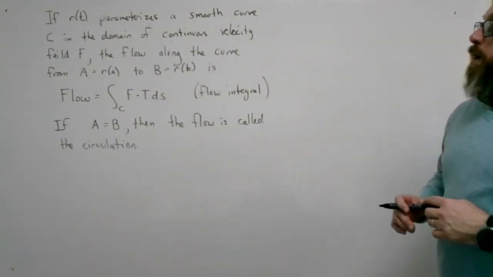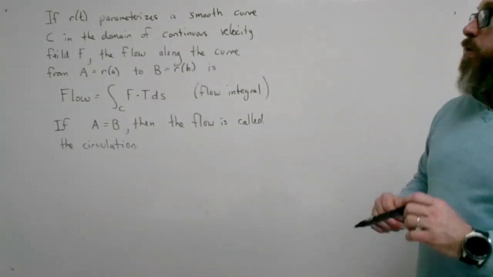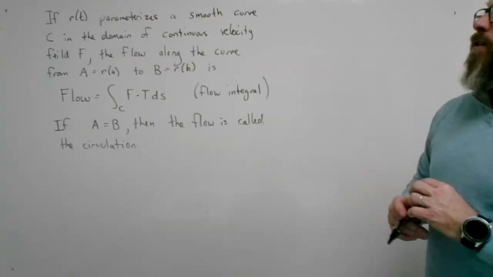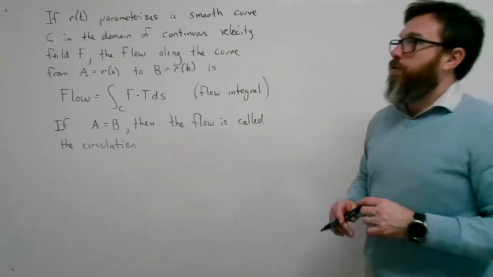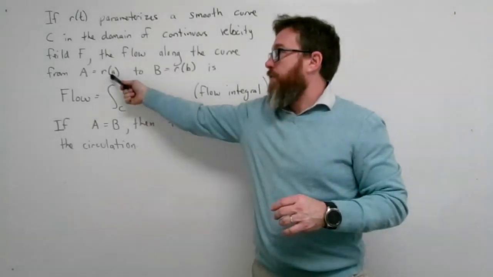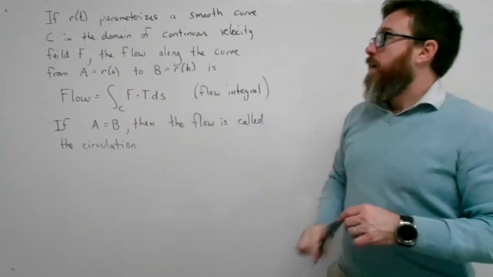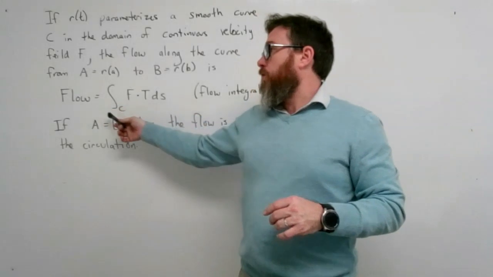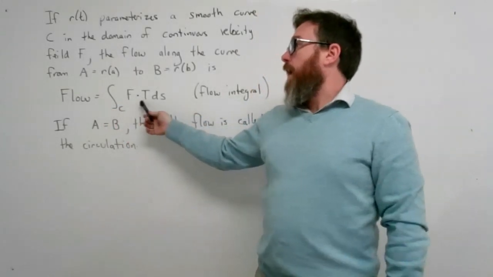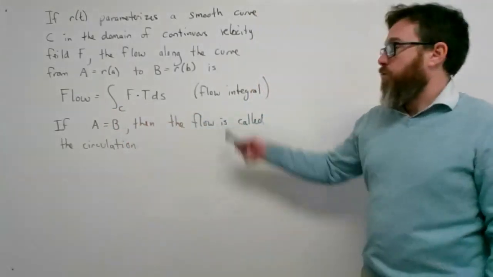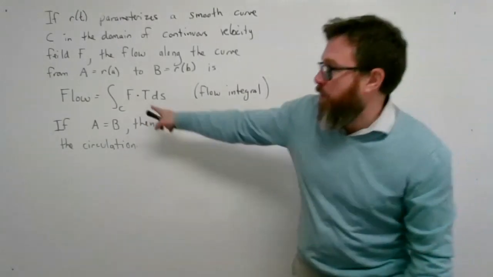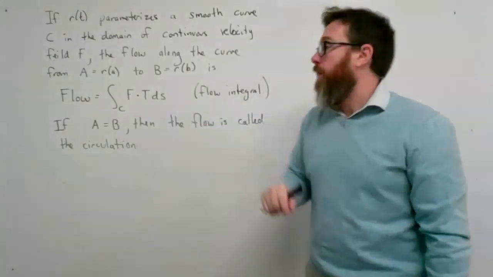If r(t) parametrizes a smooth curve C in the domain of the continuous velocity field F, the flow along the curve from a, the curve defined at t equals a, to b, the curve defined at t equals b, is the flow integral, which is the integral over the curve of F dot T ds. So this is called the flow integral.